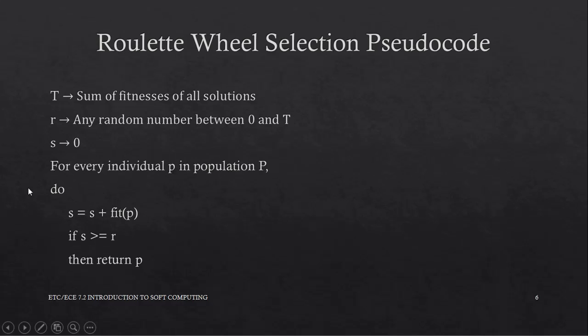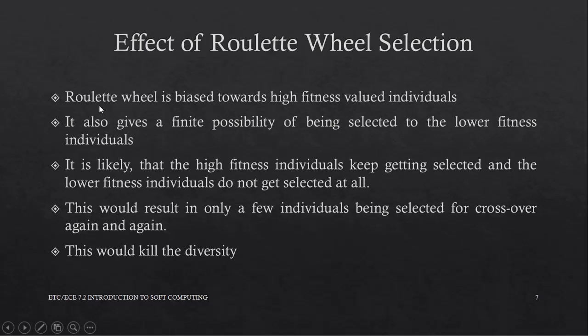So, as we have seen, the roulette wheel is biased towards high fitness valued individuals. But it also gives a finite possibility of being selected to the lower fitness individuals, depending on their fitness values. The problem that this technique faces is that it is likely that only high fitness value individuals will keep on getting selected and the lower fitness value individuals may not get selected at all. This would result in only a few individuals being selected for crossover again and again. It may happen, and if it happens, it will kill the diversity as we have discussed before.